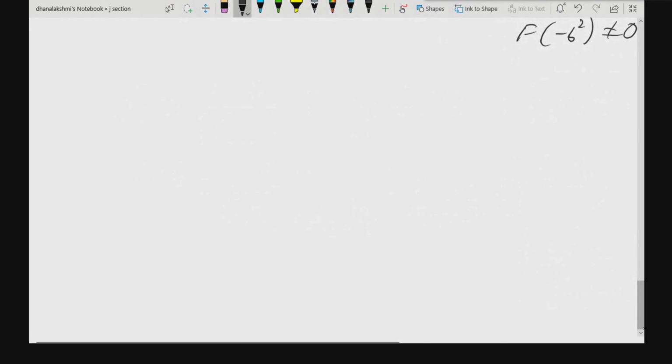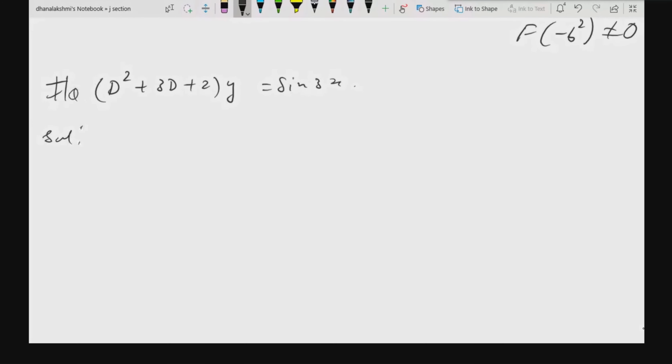Let us solve a problem related to this. Suppose this is the question. You have to solve (D² + 3D + 2)y = sin 3x. So solve. First, what will you do? The question is to find y.